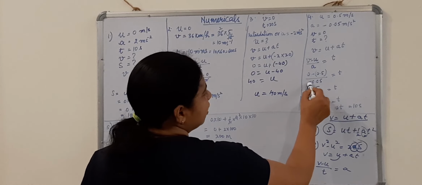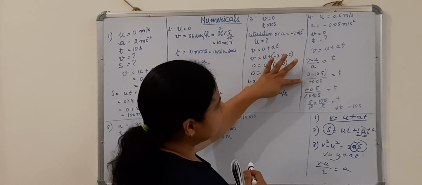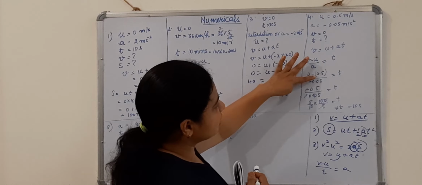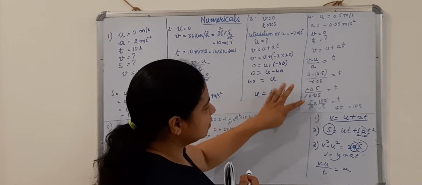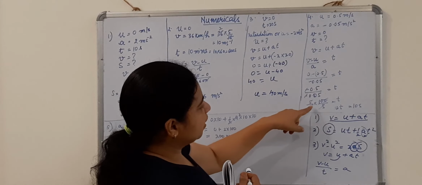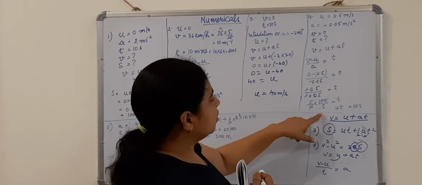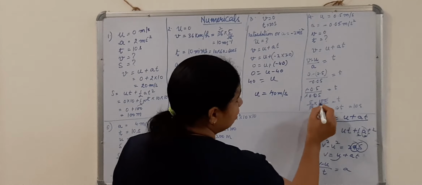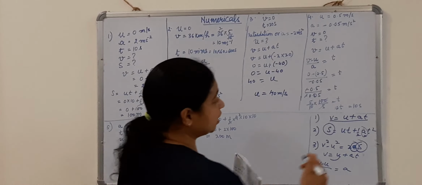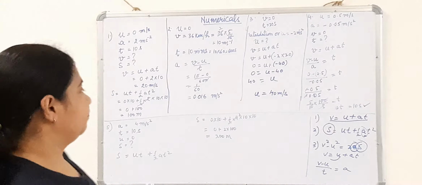V is 0 minus 0.5, V minus U, and A is minus 0.05, that is equal to T. When I take it out of the bracket, I get minus 0.5 upon minus 0.05. Minus minus will be cancelled. Then this will be 5 upon 10 into 100 upon 5. I will cancel the 5. 100 divided by 10 is equal to 10. So the time is 10 seconds for the body to stop.